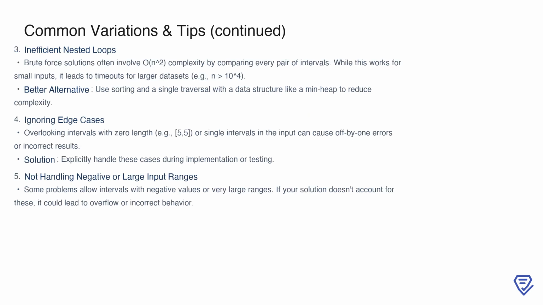Inefficient nested loops are another pitfall when solving these problems. A brute force approach, which compares every pair of intervals, has a time complexity of O(n squared). While this might work for small datasets, it quickly becomes unfeasible as the number of intervals increases. For example, with n greater than 10,000, this approach will likely time out.